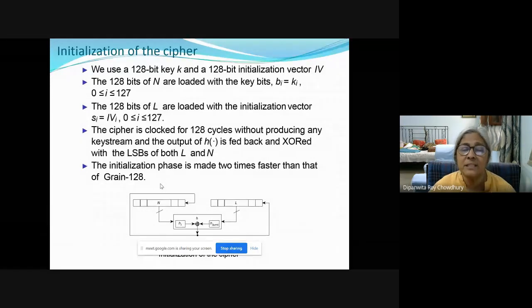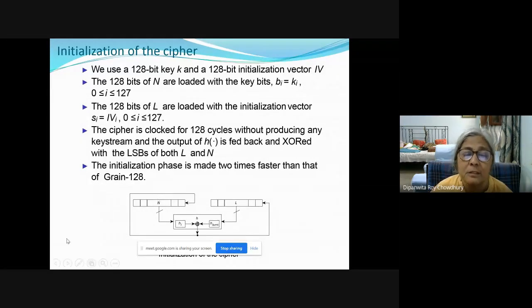Now this is the initialization phase. See, it is just like a normal stream cipher. In general, the stream cipher concept is like that: before we get the final output or key stream, we iterate. This is an iterative type of thing, or we feed back the output.